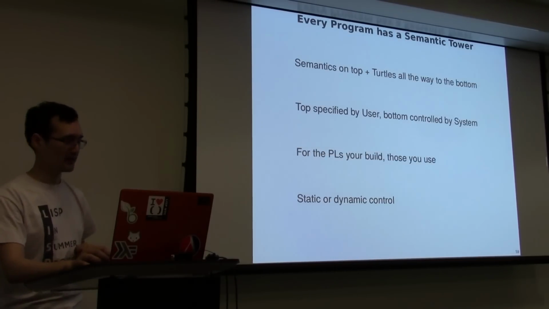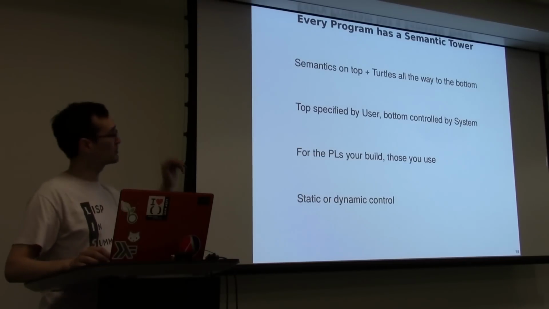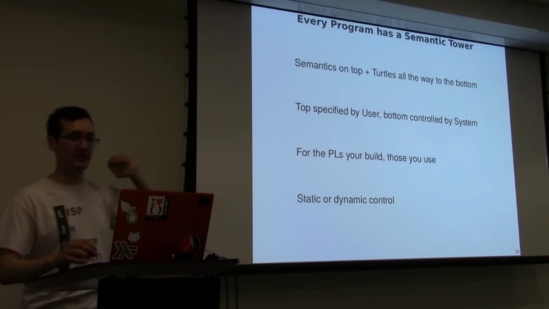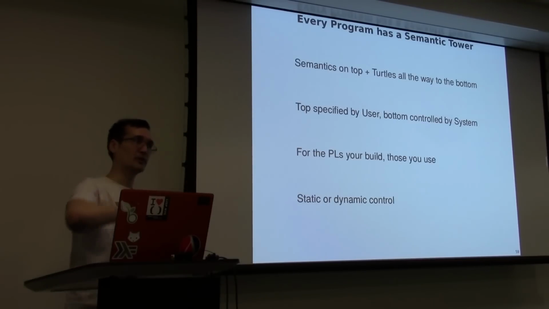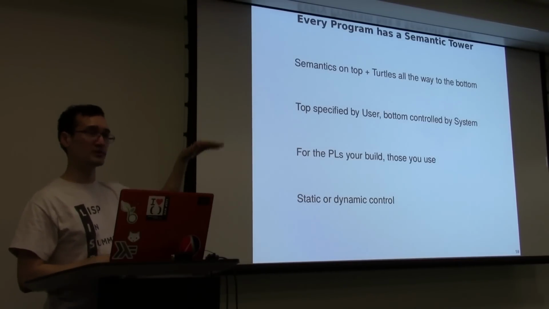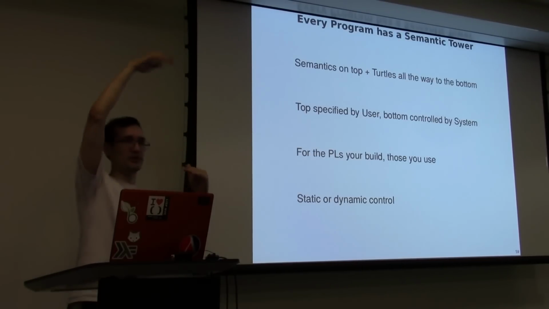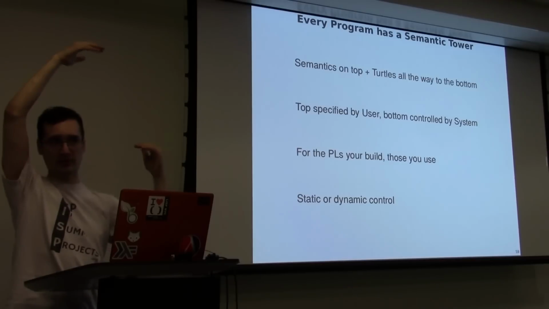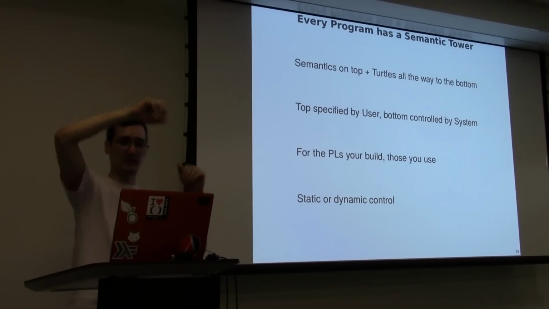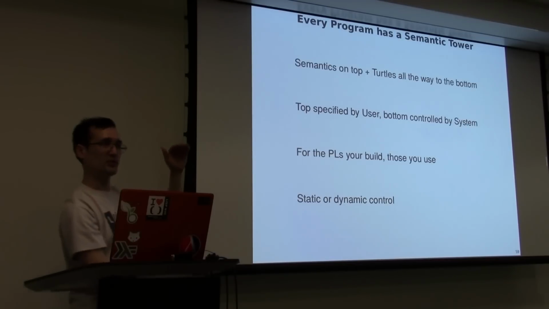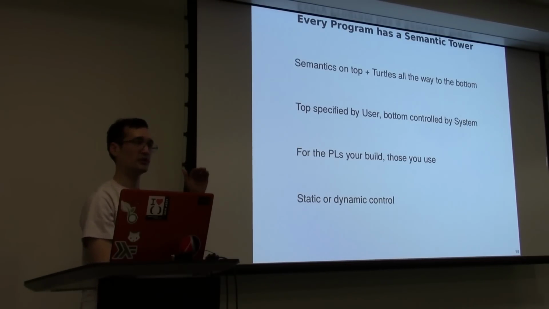And what I propose is that you should assign to every program a semantic tower. So a semantic tower has a semantics on top. You specify some U, which is a known, understood semantics of your program, and everything on top is a semantics that is implicit in your program, and everything underneath is an infinite amount of turtles that you have between you and the hardware.